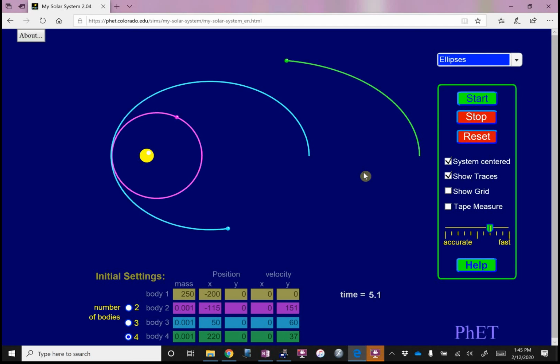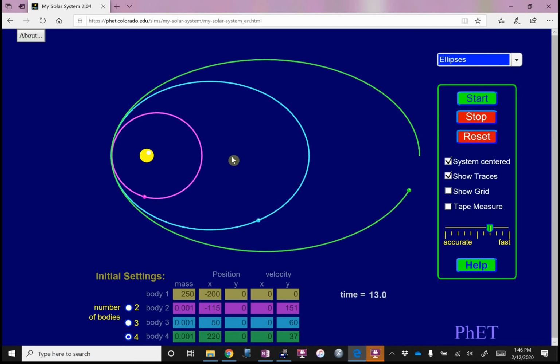Planets actually orbit in ellipses, not circles. However, they orbit in ellipses much closer to this purple one than to this green one. This purple one, when you look at it with the naked eye, does it look like an ellipse or does it look like a circle to your naked eye?